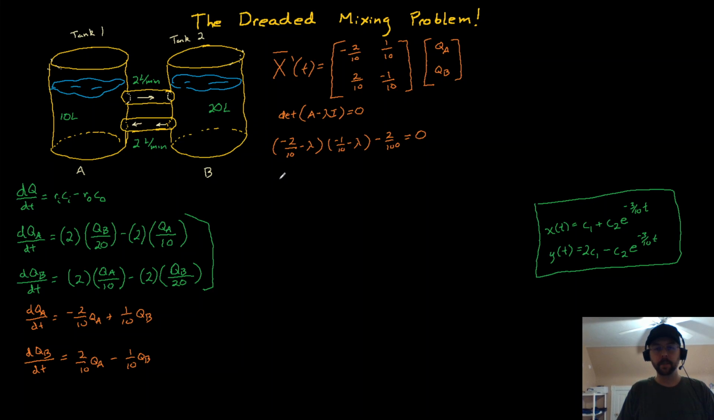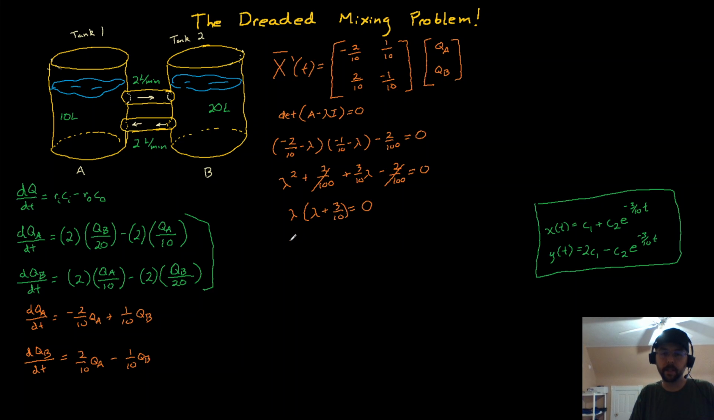So this is going to be lambda squared plus 2 over 100, and then plus 1 over 10 plus 2 over 10. So this is plus 3 over 10 lambda minus 2 over 100 equals 0. Minus 2 over 100 and plus 2 over 100 cancel. And we can factor out a lambda. So we have lambda times lambda plus 3 over 10 equals 0. And we see from this that lambda equals 0.